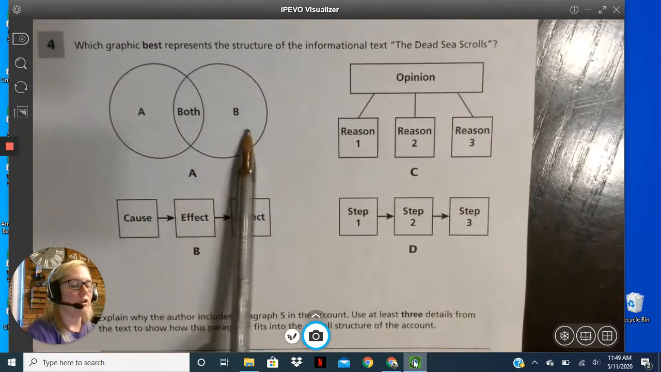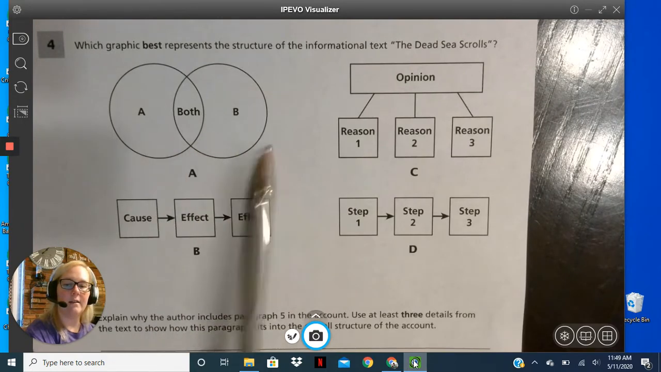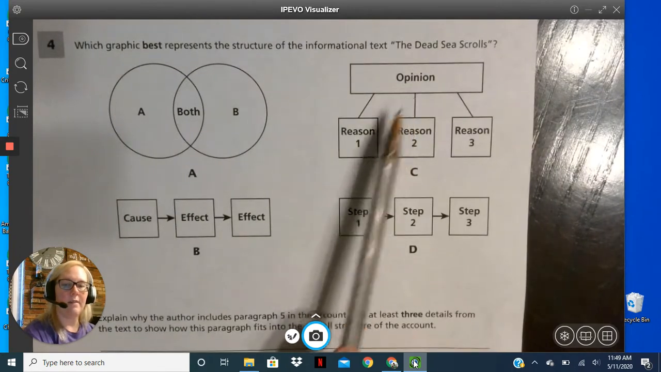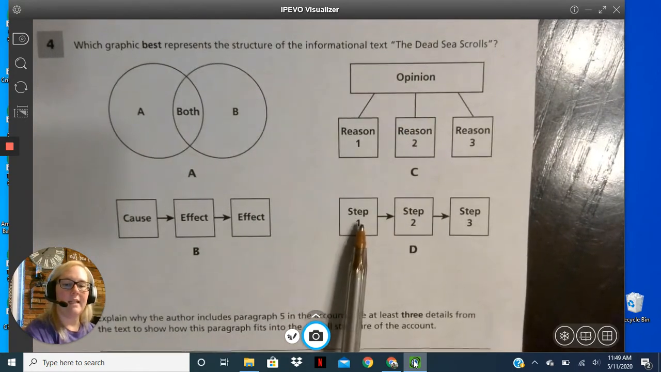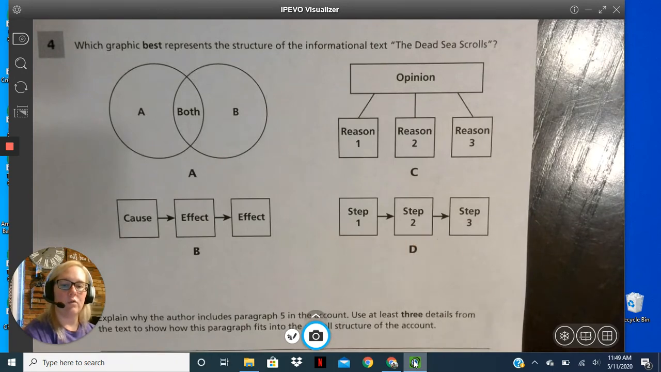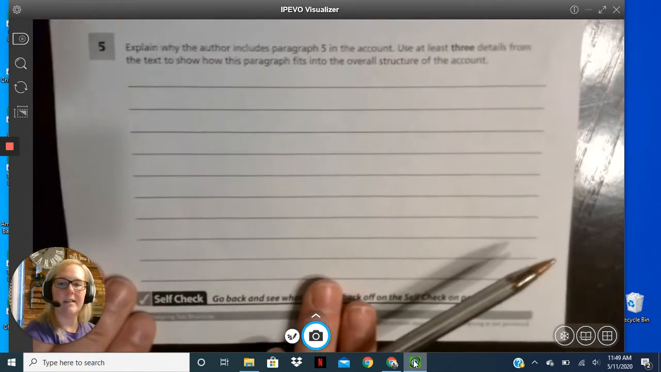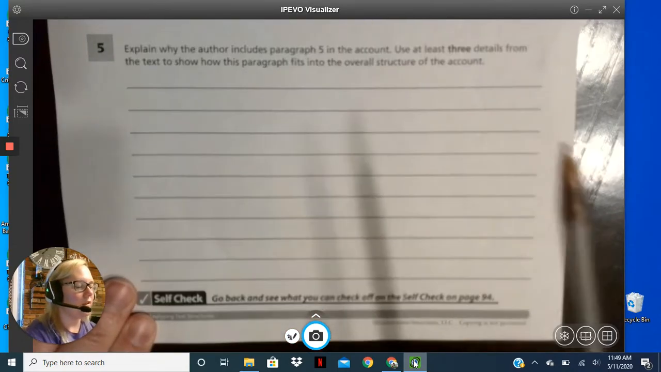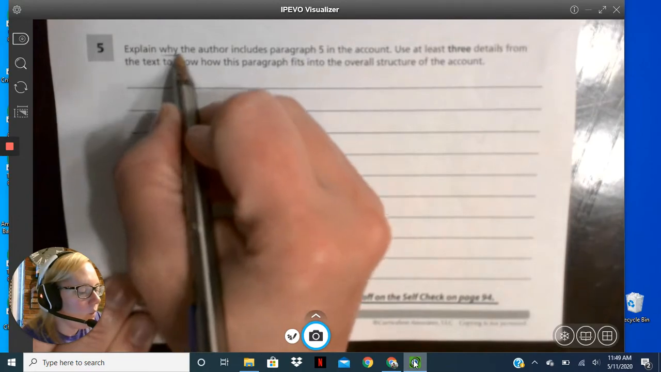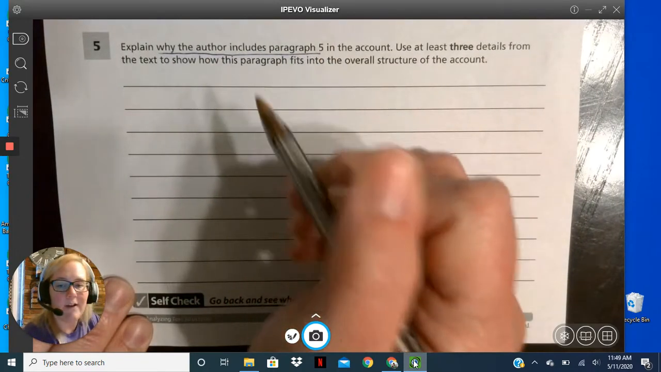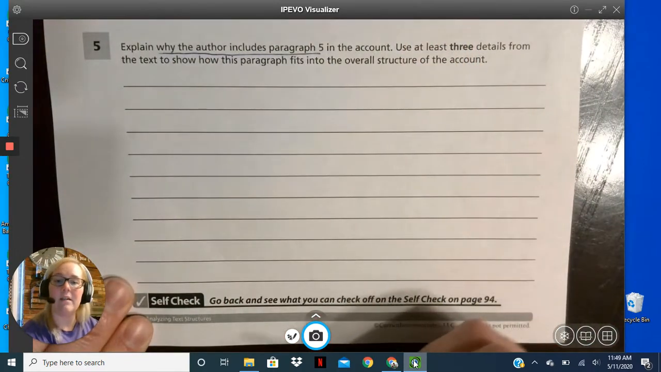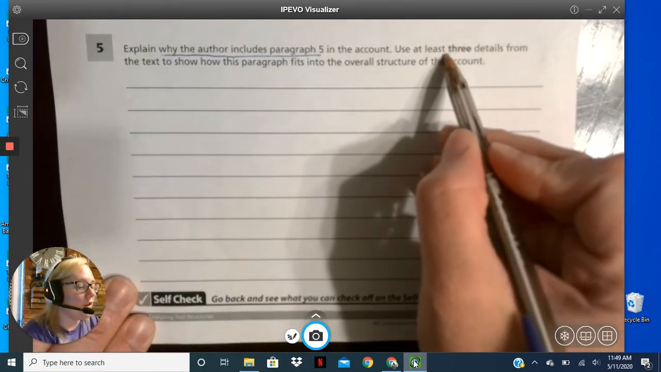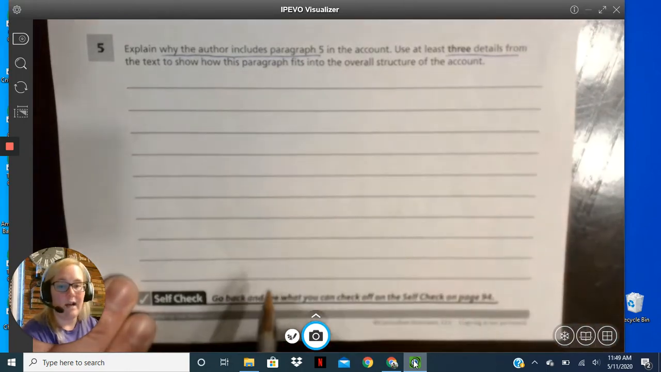So is this structured like A, which looks like a compare contrast? B is a cause and effect organizer. C has an opinion with 3 reasons. And D is step 1, 2, and 3. That's your chronological order. And then for number 5, it says explain why the author includes paragraph 5 in the account. So use 3 details. So don't forget to tell me why the author includes paragraph 5. Just ask yourself, what if paragraph 5 wasn't there? Why is paragraph 5 important? And then while you're answering that question, use 3 details from the text to show how it fits.